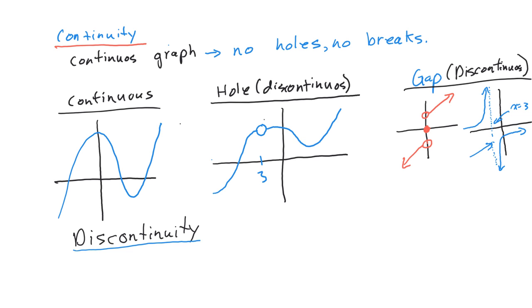So when we have the concept of discontinuity, that happens at holes in our graph and gaps in my graph. Or you could say vertical asymptotes.